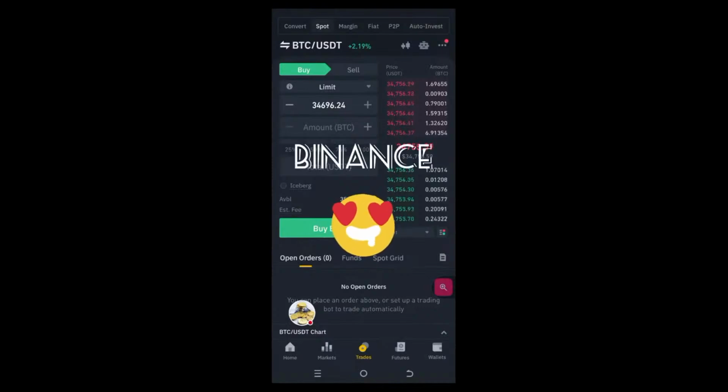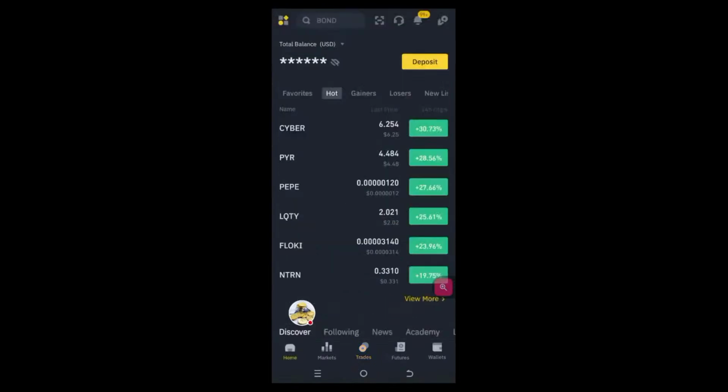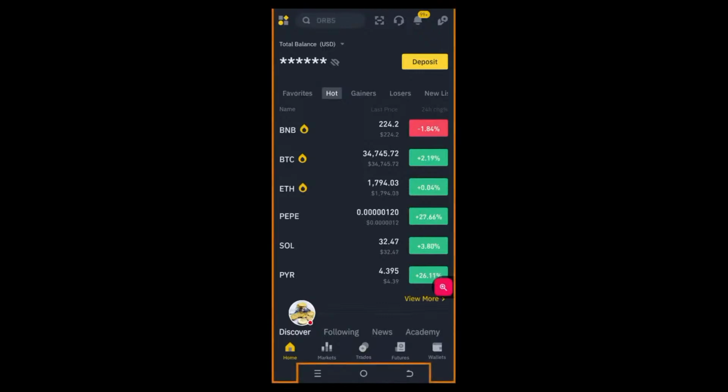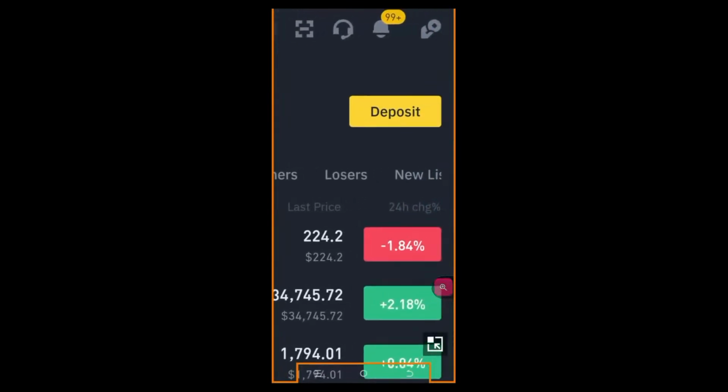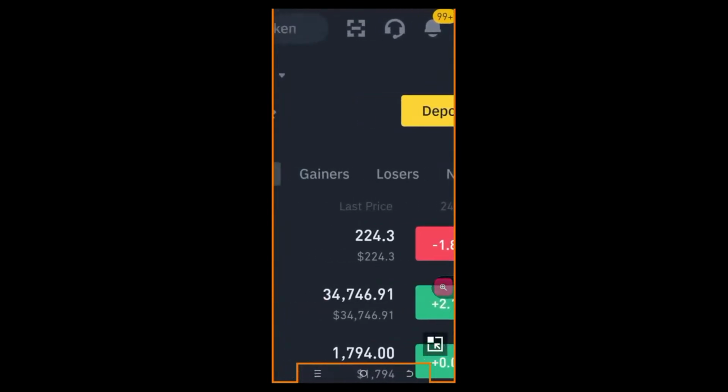Okay, let's go ahead and now for our spot trading, I love to use gainers, right? And you can use any of these. You can use gainers. Let me just enlarge this. You can use gainers. You can use losers. You can use new listings. But my all-time best is gainers.